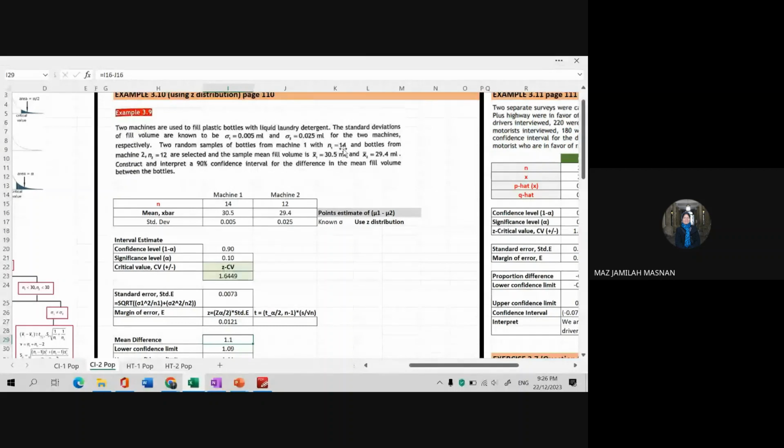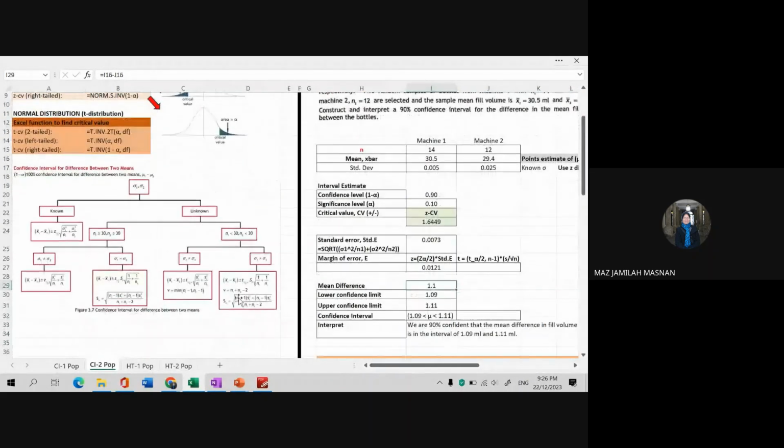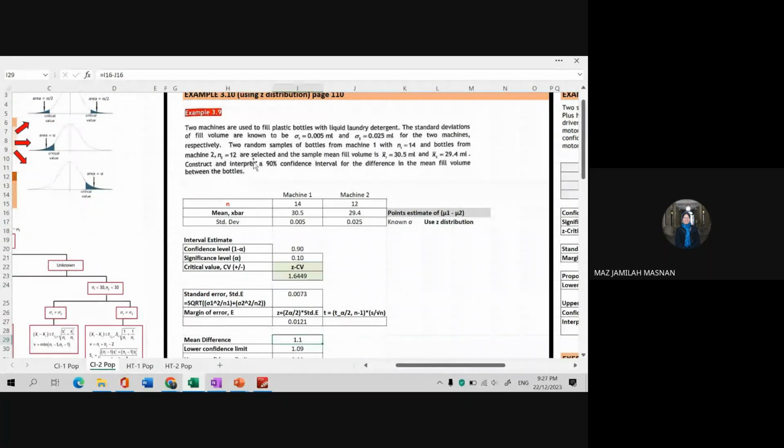Now, what else? Known sigma, and then look for the situation where n is less than 30. So when n is less than 30, you have this particular situation. Less than 30 is either of these two. Now, what else? The information given: construct and interpret a 90% confidence interval for the difference in the mean fill volume between the two machines.